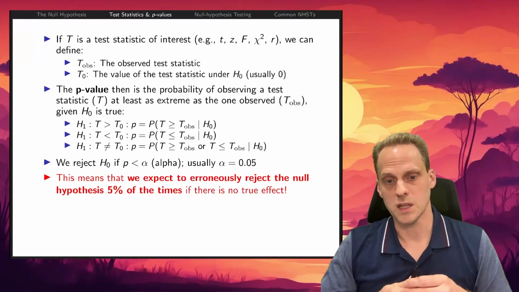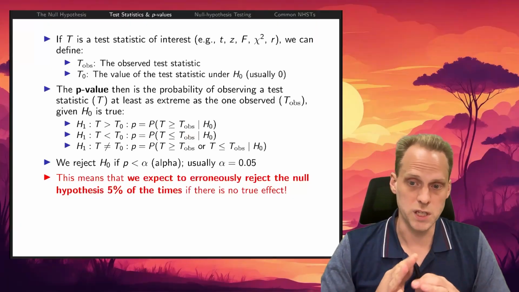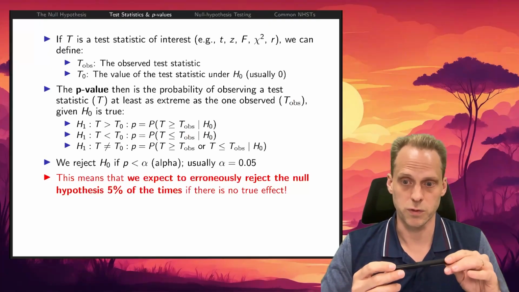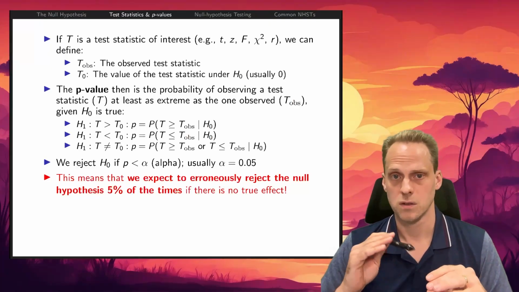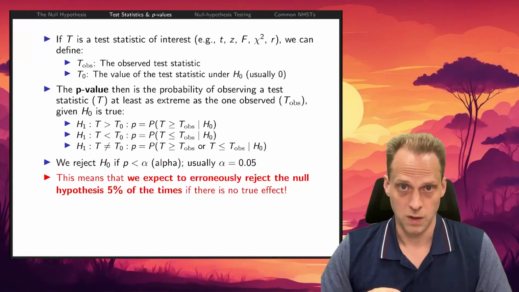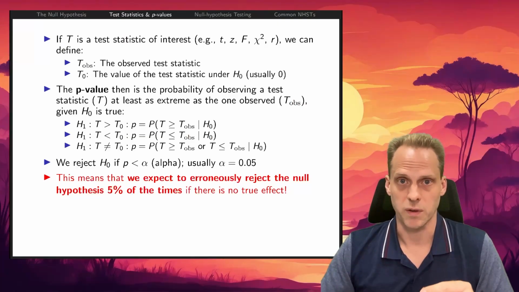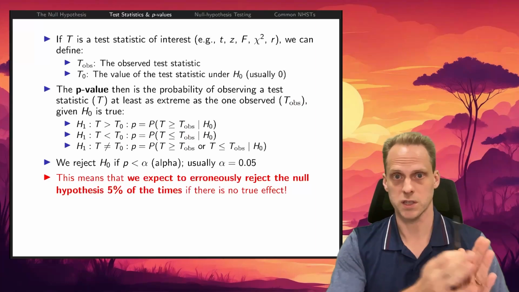It does mean that we also expect to erroneously reject the null hypothesis about 5% of the times, if there is no true effect, right? So that's really important. 5% of the times we're going to get a significant effect. So that means if I run 20 studies, I'm going to get one significant by chance alone.